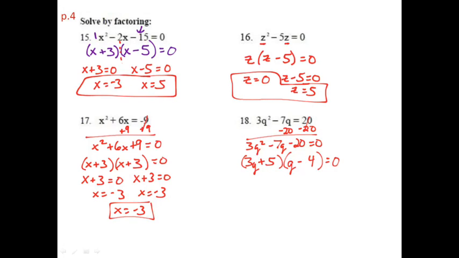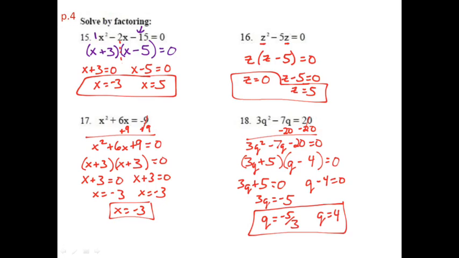We got it to work, so that means that we're just going to set our 3q plus 5 equal to 0, and then our q minus 4 equal to 0. And then solving each of those, if 3q equals negative 5, then that means that q is equal to negative 5/3, and you can have a fraction, that's okay. And then on the other side, when we just add 4 to both sides, we have q equals 4. And again, be checking, take your solutions, substitute them back in, and make sure that they do work.